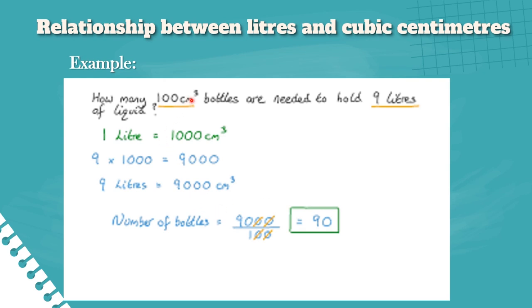So how many 100 centimeter cube bottles are needed to hold 9000 centimeter cube? Remember, I've changed my 9 liters to 9000 centimeter cube. So just divide this 9000 centimeter cube by 100. That is what you have here. The 2 zeros down will cut 2 zeros up. So you are left with 90. So it means 90 bottles of 100 centimeter cube will be needed to hold 9 liters, which is 9000 centimeter cube of liquid. You can listen to this explanation again for better understanding.